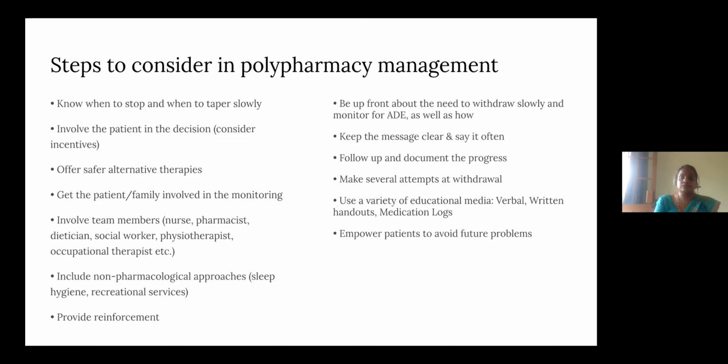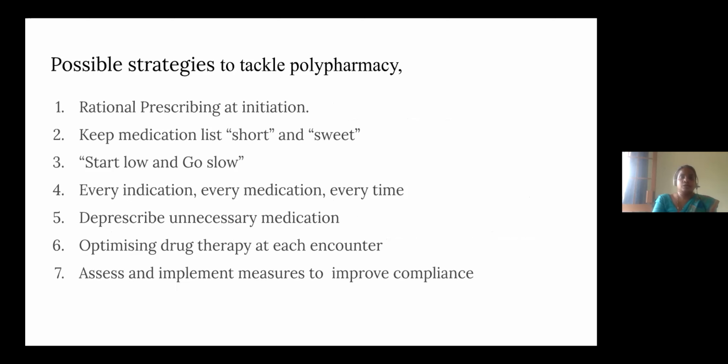Provide reinforcement. Be upfront about the need to withdraw slowly and monitor for adverse events, as well as how. Keep the message clear and say it often. Follow up and document the progress. Make several attempts at withdrawal and use a variety of educational media. Empower patients to avoid future problems.